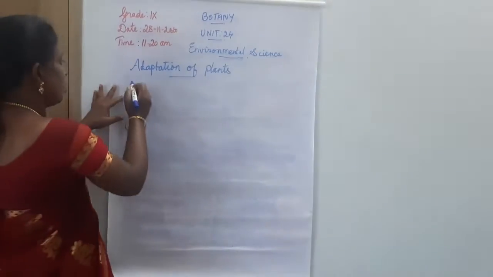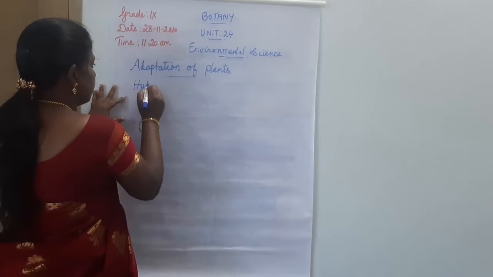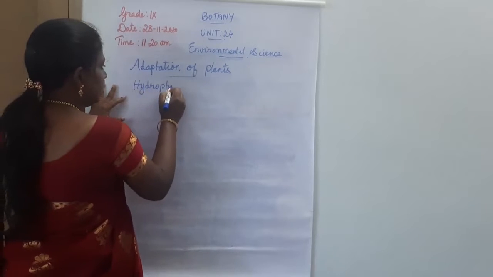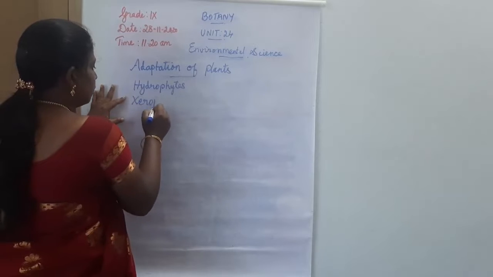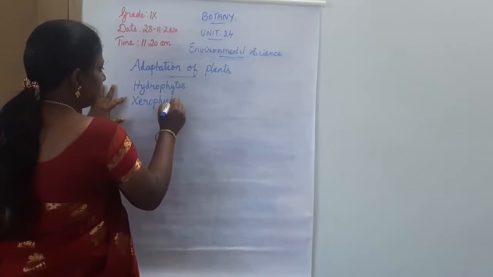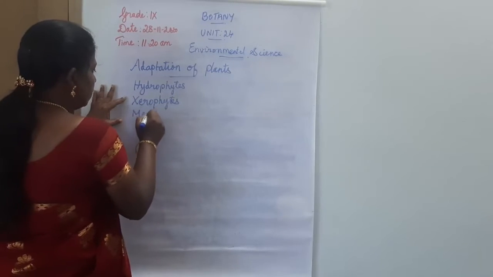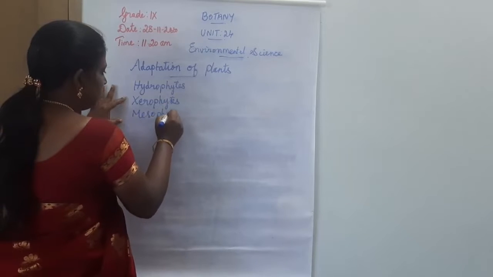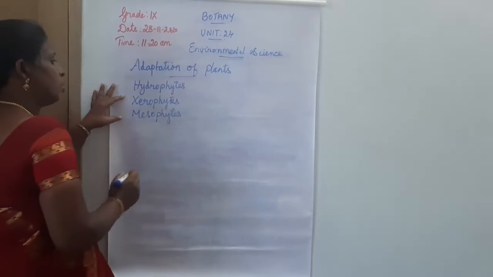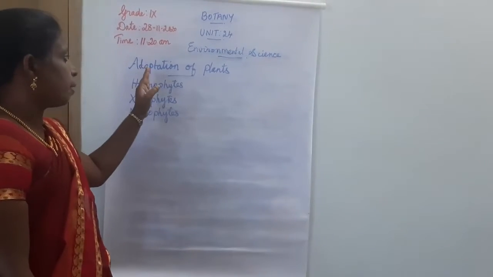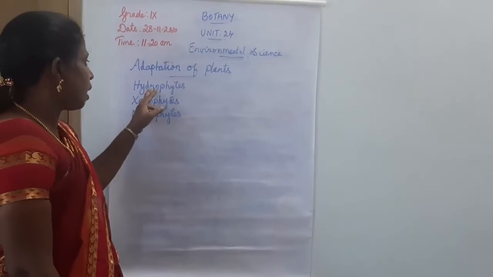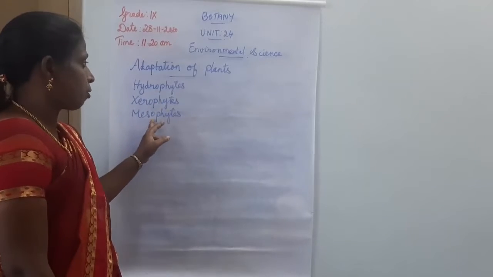They are hydrophytes, xerophytes and mesophytes. So on the basis of water content, the plants can be classified into three types. They are hydrophytes, xerophytes and mesophytes.